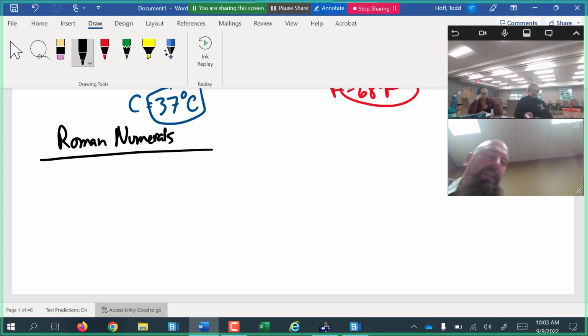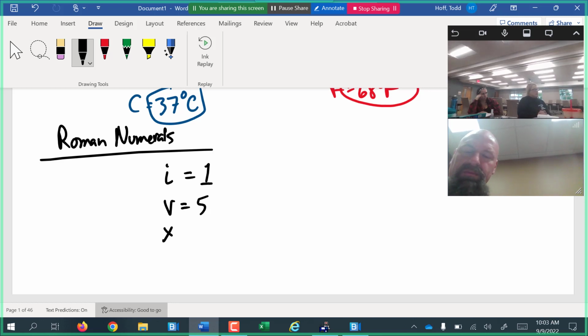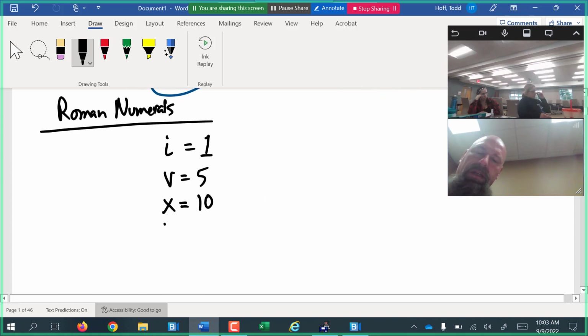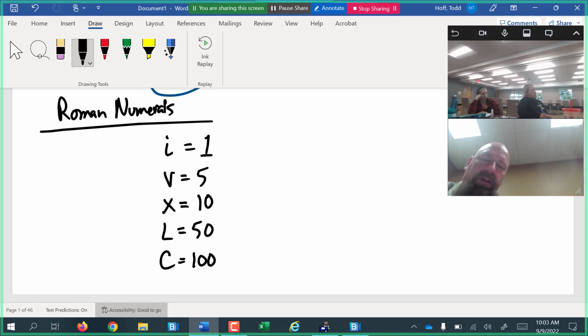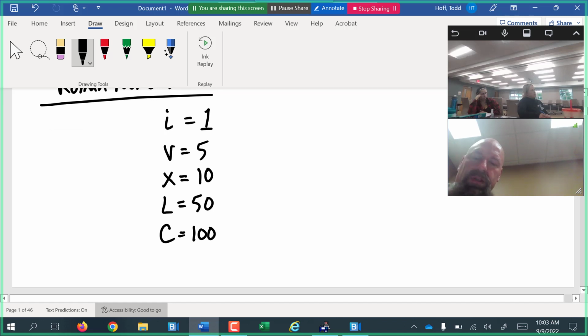The basic Roman numerals are the abbreviation I is 1, V is 5, X is 10, L is 50, and C is 100. Now, in medical calculations, I've never seen anything used above L for 50, but we'll go up to 100 just to be safe. And then one that most of us were not taught when we did the basic Roman numerals was SS is 1/2.